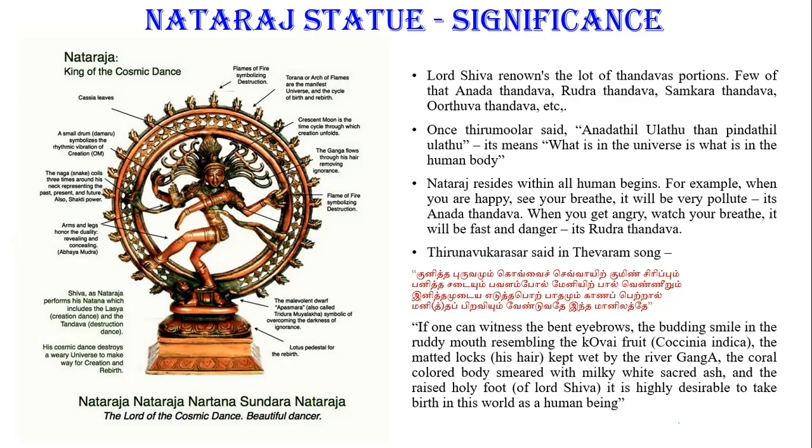In his hair, he has the Ganga river as well as the sun and moon. It symbolizes the time cycle as well as the unfolding of creation. The damaru starts from the vibration of creation, and his hand and leg show the abhaya mudra, revealing and concealing. So these are the significance of this statue.